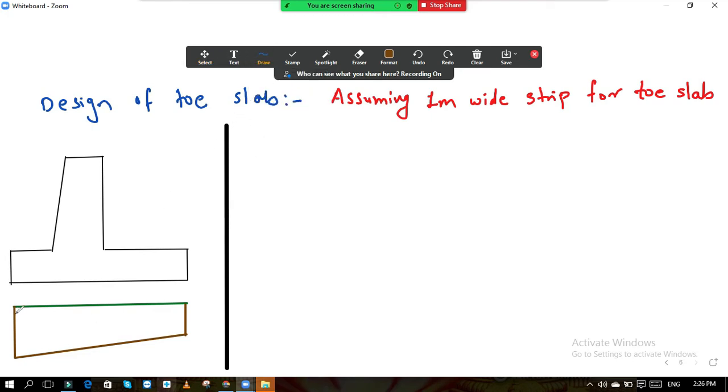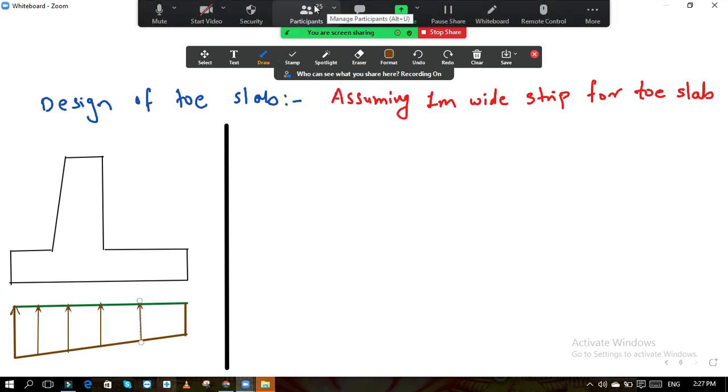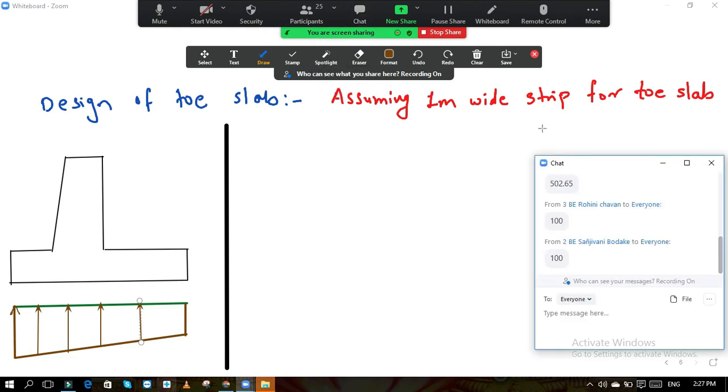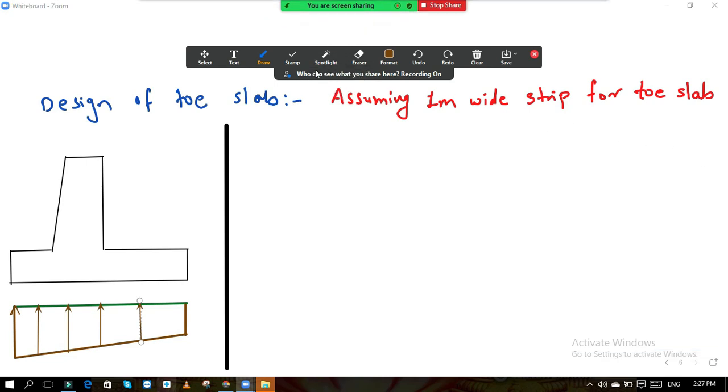Okay, so this is your soil pressure. If I draw the arrows, it will be like this. So let me know the answer. Ultimate soil pressure. Okay, ultimate sigma max.